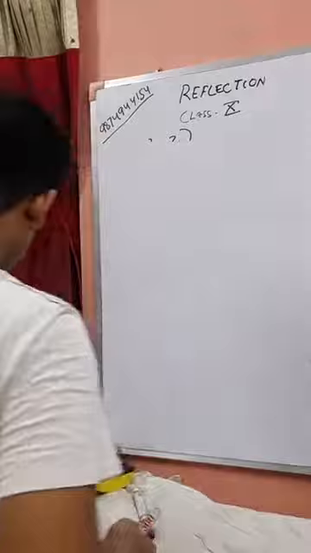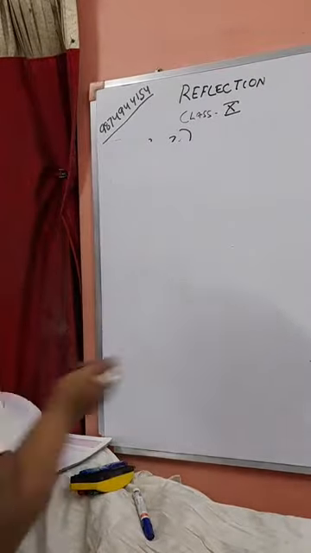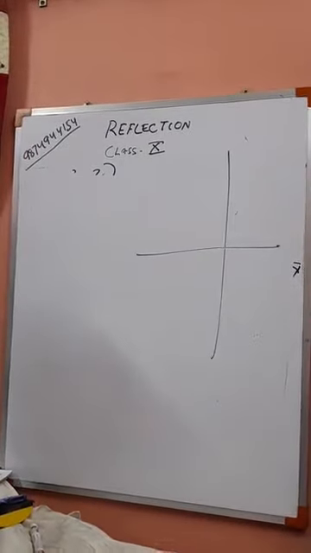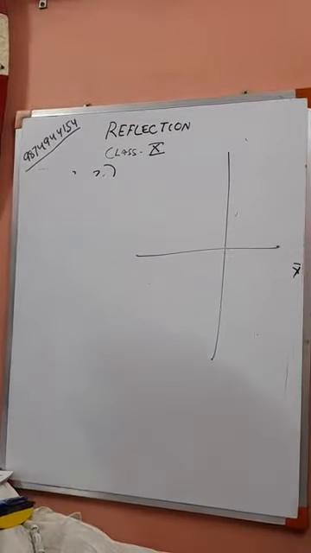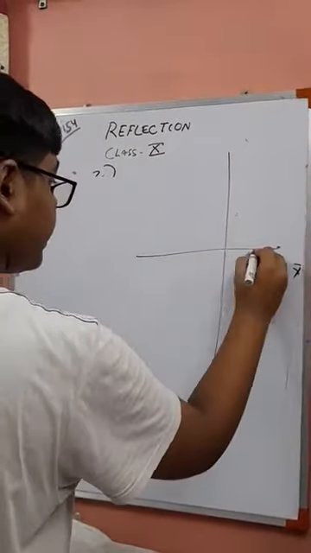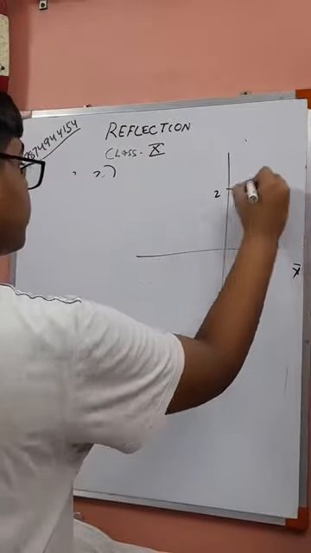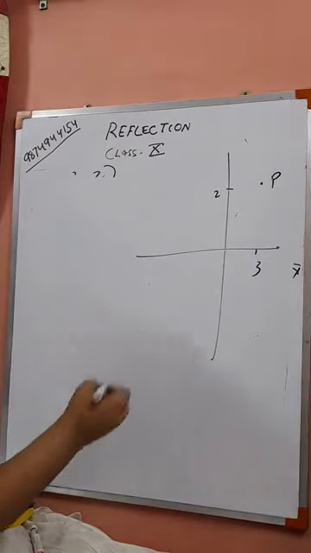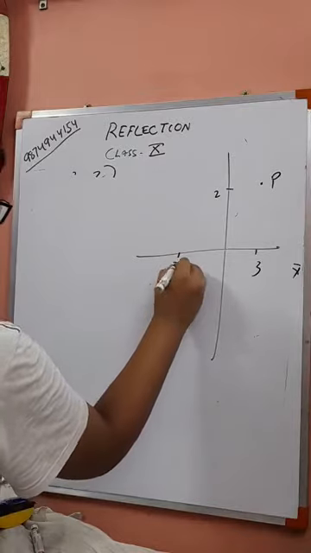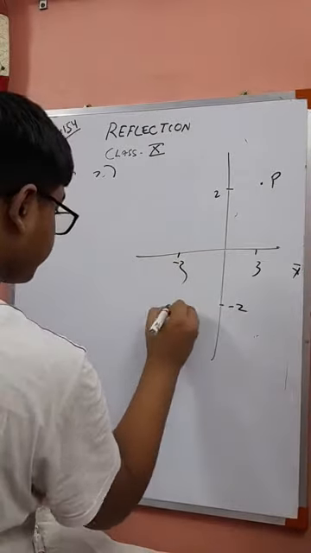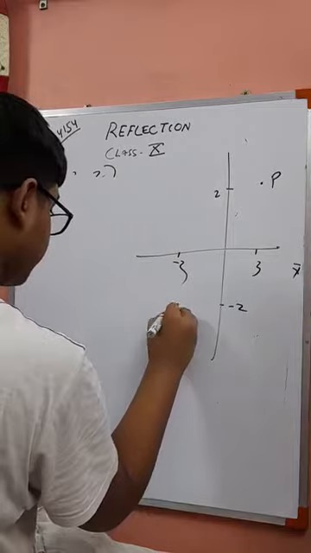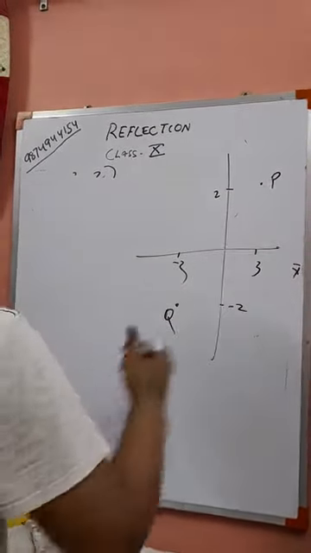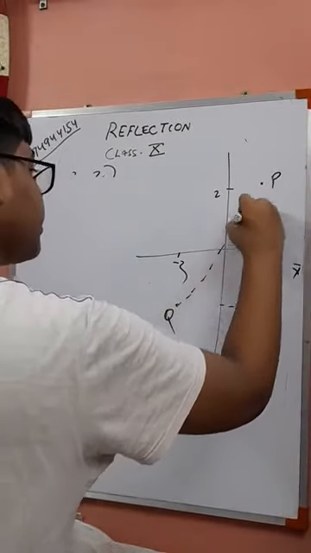Now suppose there is a question. We need to draw a parallelogram over here. Plot the points P is equal to 3, 2, and Q is equal to -3, -2. Q is somewhere here. Q is equal to -3, -2. Now we will just join them.